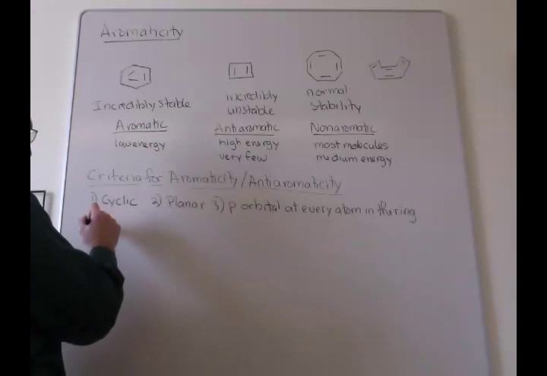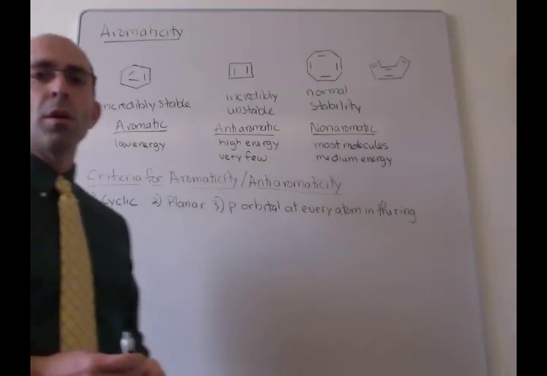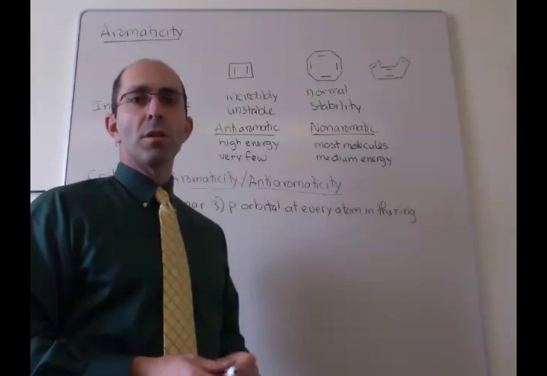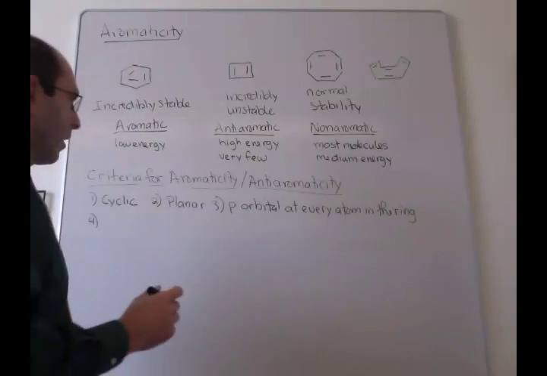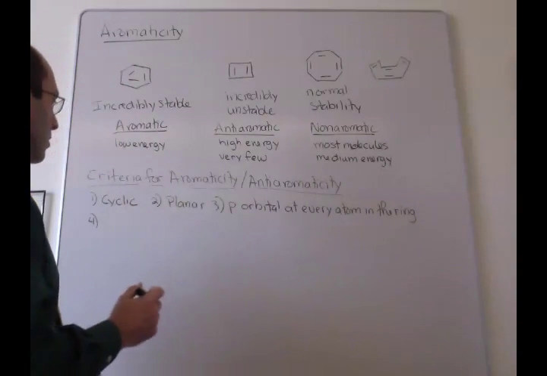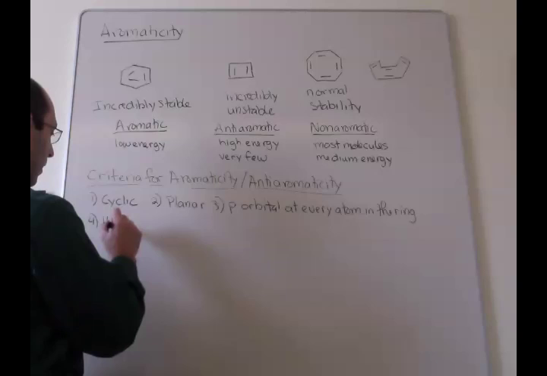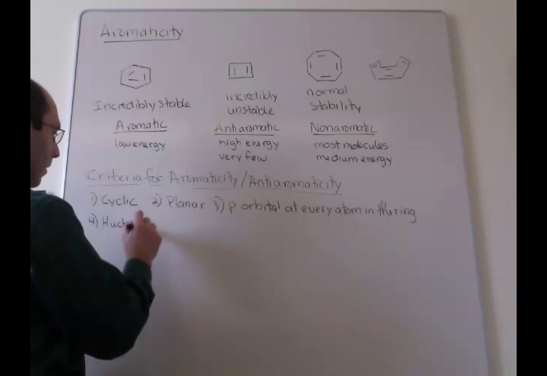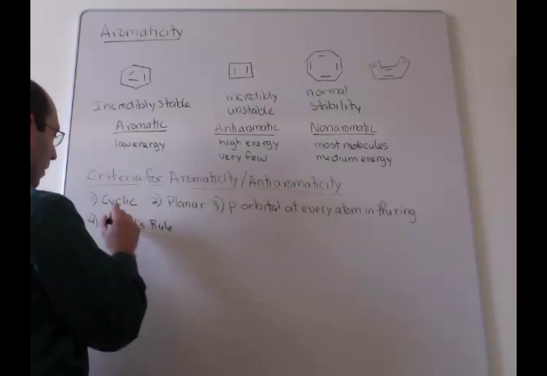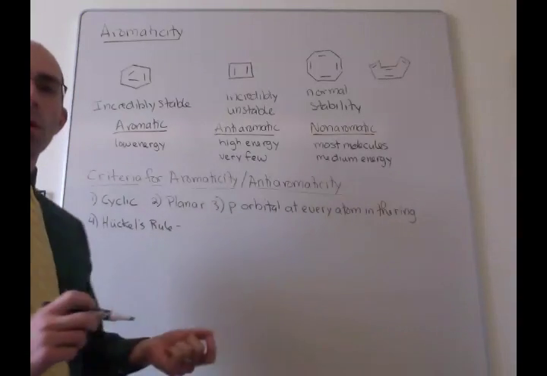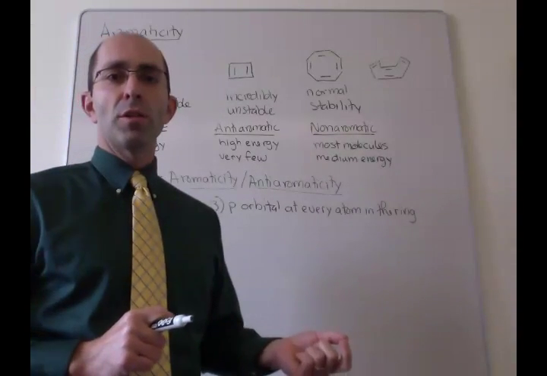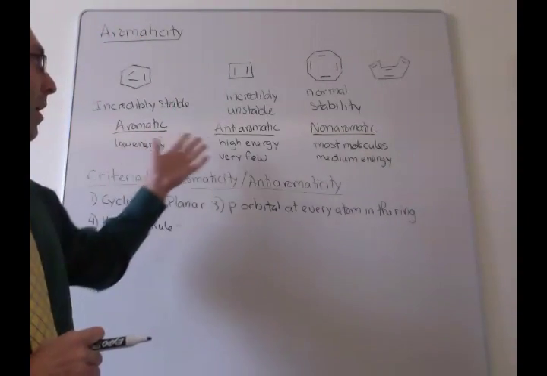That other thing is what's called Huckel's rule. Erich Huckel is the chemist who came up with this rule, and that's key for us to understanding what's going on here. It's that the number of pi electrons is critical to figuring out whether it's aromatic or anti-aromatic.